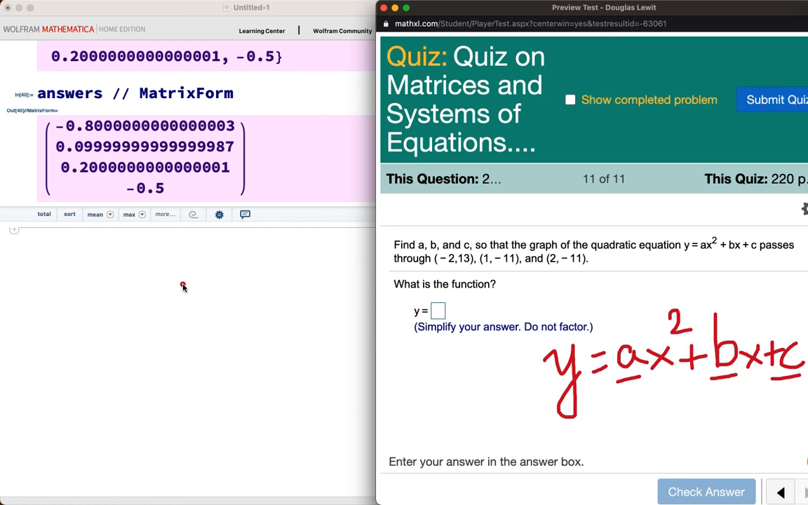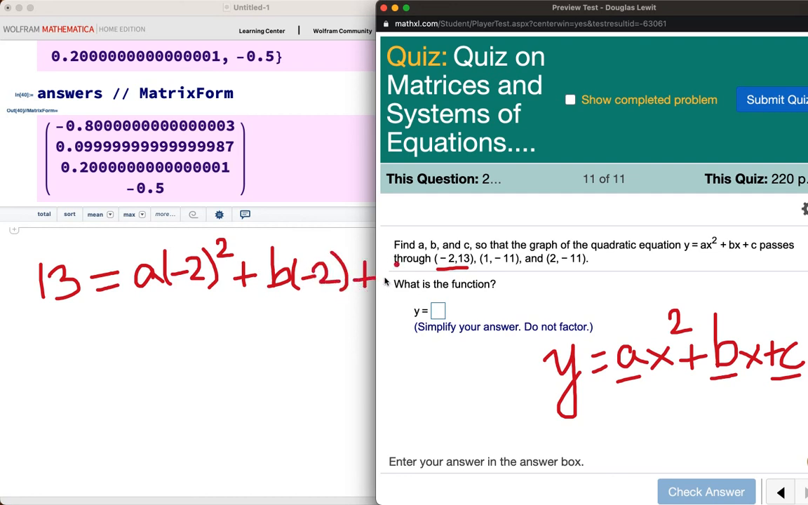So how are we supposed to do that? Let's use the first point. Y is 13. 13 is equal to A times negative 2 squared plus B times negative 2 plus C. Okay, so that's our first equation.